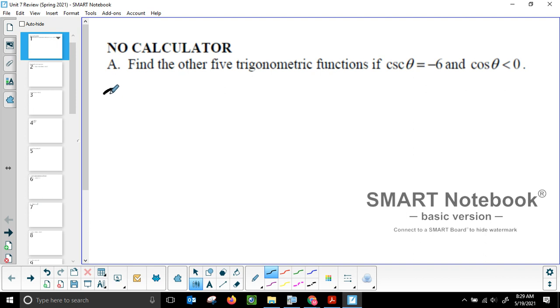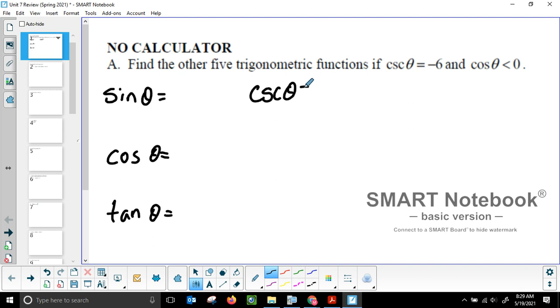All right, it says to find the other 5, so we know that we are going to need to find sine, cosine, tangent, cosecant, secant, and cotangent. All right, they give us cosecant, which is -6. So which is the very easy one to find? Sine, right? So it's obviously -1/6.